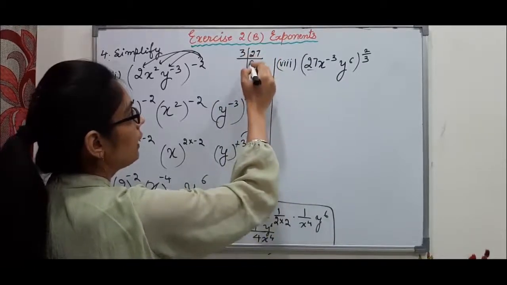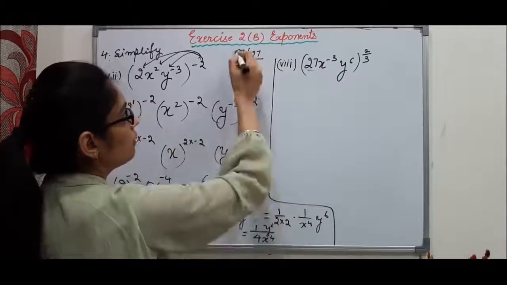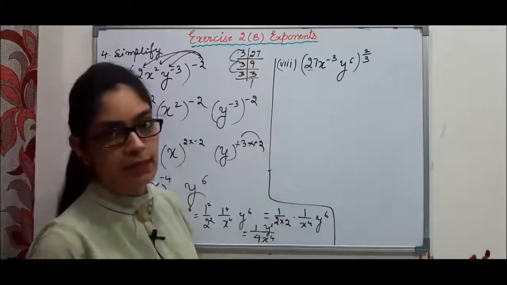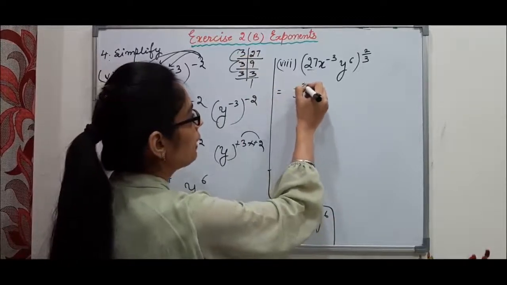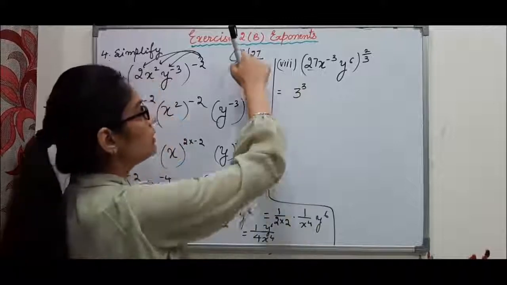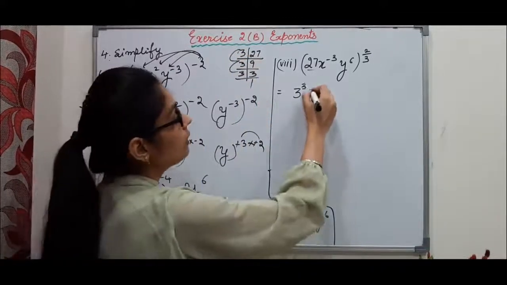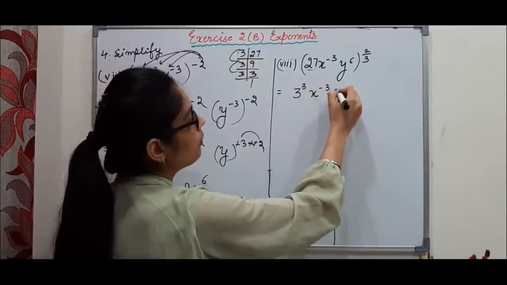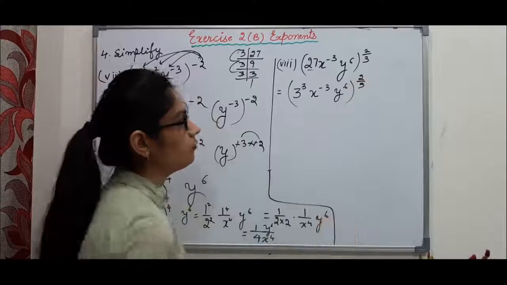So 3 into 9, 3 into 3 and 3 into 1. So that means 3 is getting multiplied by itself 3 times. So in place of 27, I can write 3 to the power 3, because 3 is getting multiplied by itself 3 times. That is why 3 to the power 3, x to the power minus 3, y to the power 6, whole power 2 by 3.